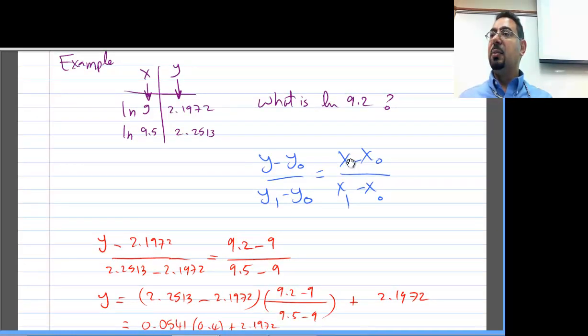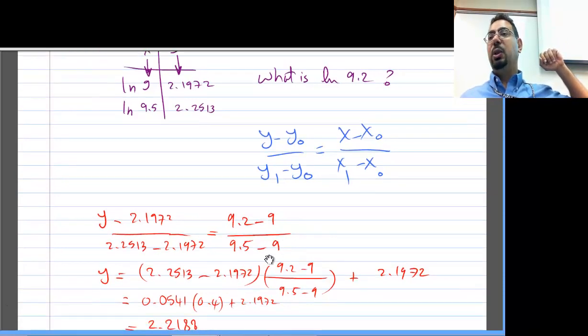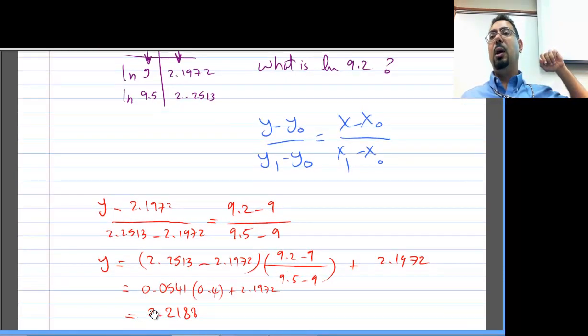Look at this. 9.2 minus 9 over 9.5 minus 9. Those are the x's that you want, that you know. And you know y naught and y1, those correspond to x naught and x1. And you're just wondering what is the y corresponding to my x. When it's 9.2, what's my y? Is that clear? Just put in the formula and get the y.